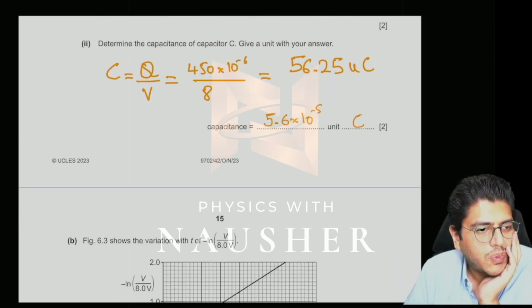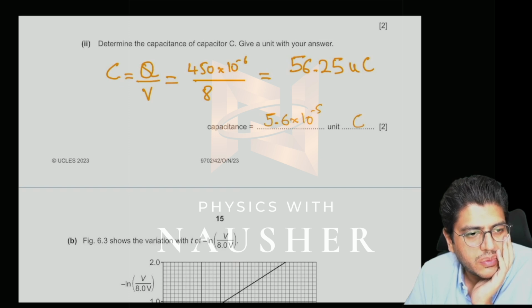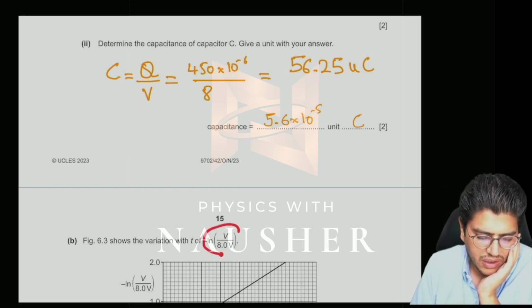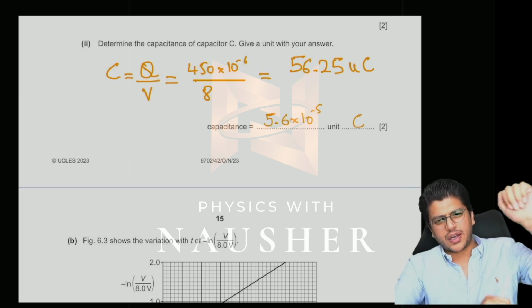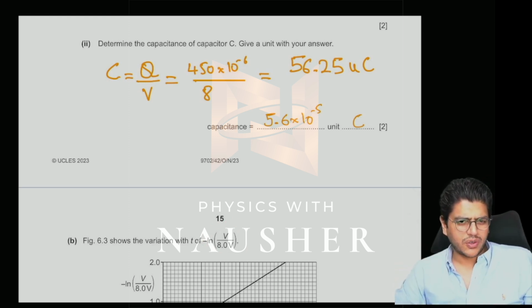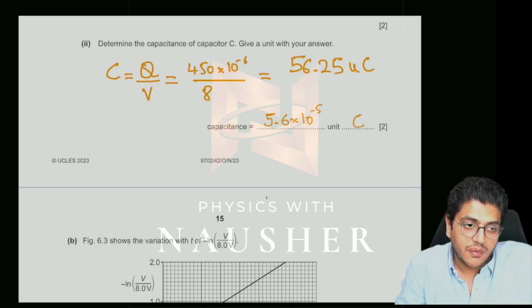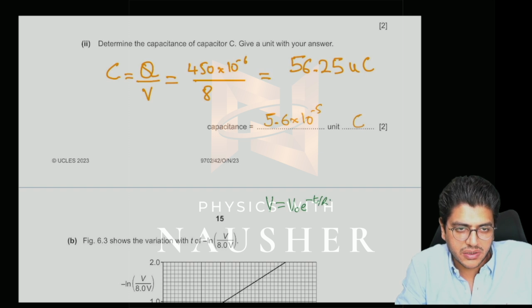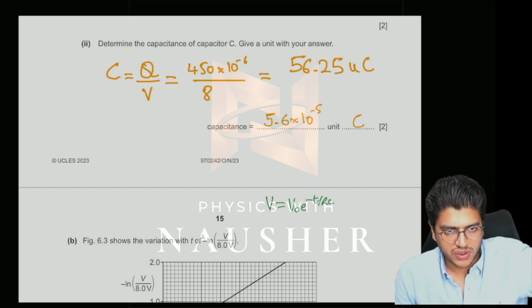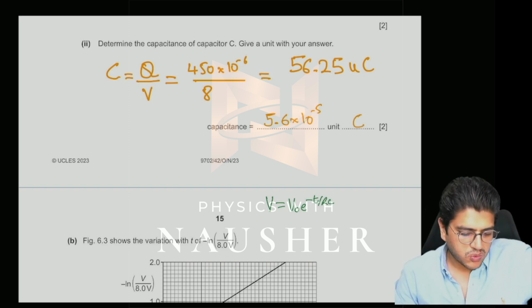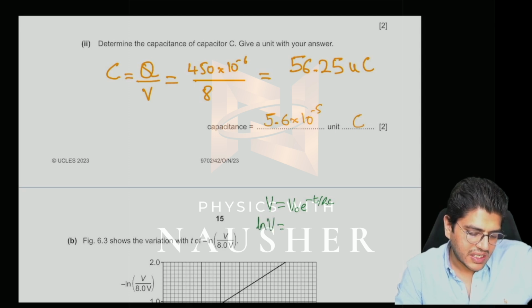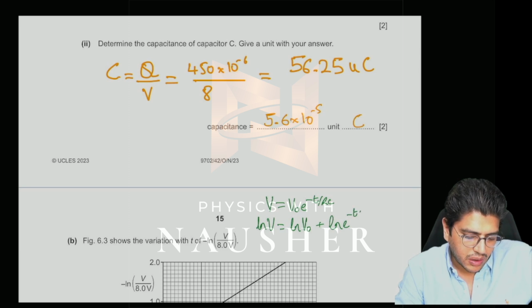Now, figure 6.3 shows the variation with time of minus ln. Whenever you get this, whenever you get capacitors and they're giving you a ratio of voltages, remember that there's a background to this. And the background is this equation of a capacitor, the discharge equation of a capacitor, which is this one. Next, what you do is you take the natural log on both sides. Ln V is equals to ln V naught plus ln e to the power minus t over RC. Remember this?